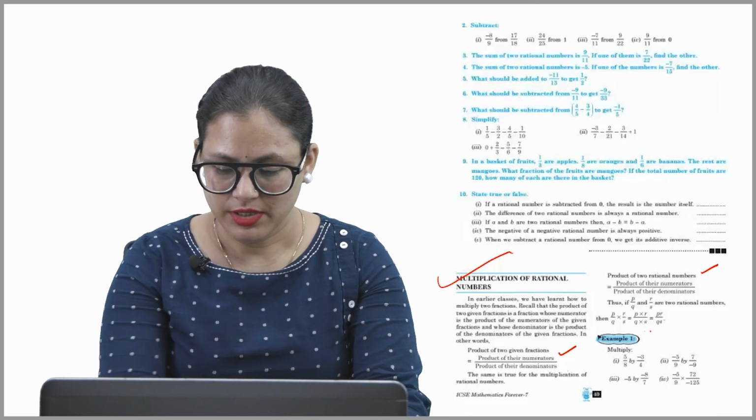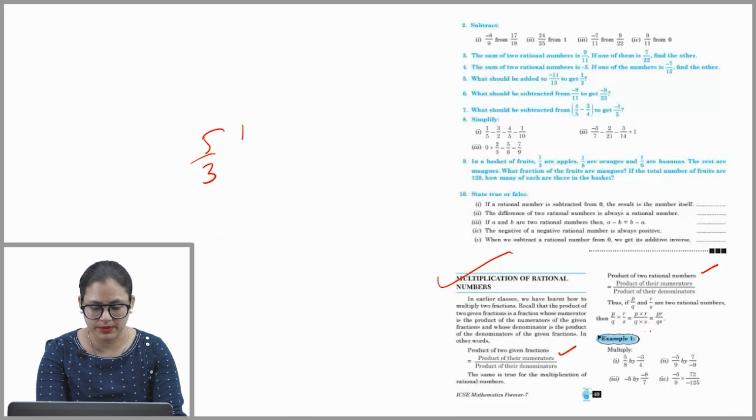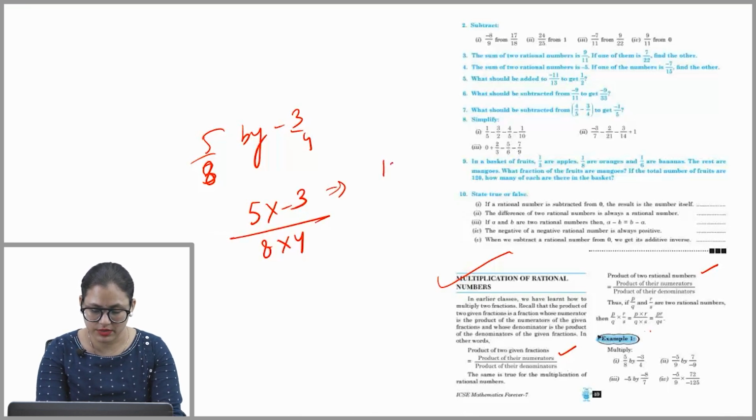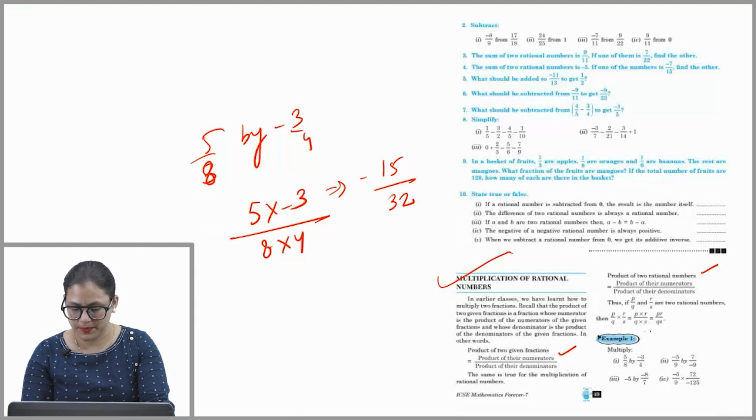Example, 5 by 8 we have to multiply by minus 3 by 4. We will multiply numerators and denominators. 5 3s are 15, so minus 15, and 8 4s are 32, right?